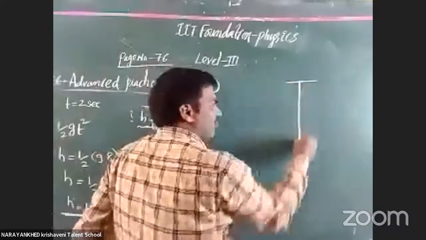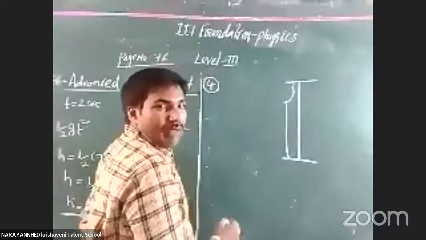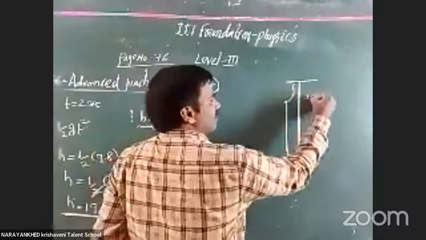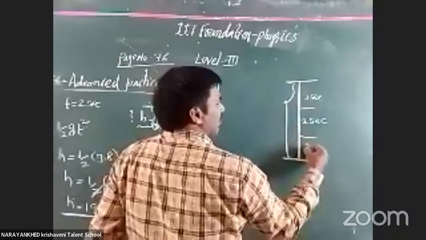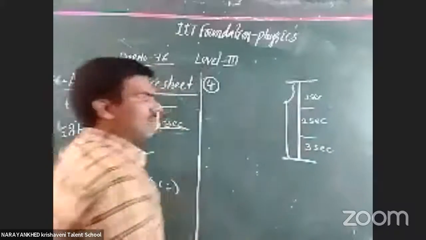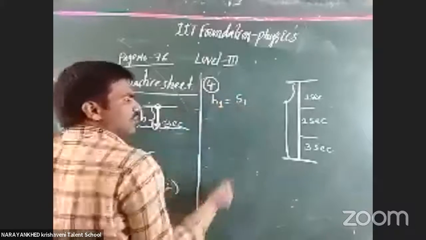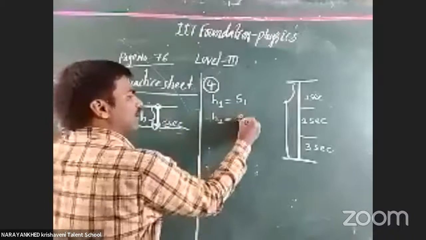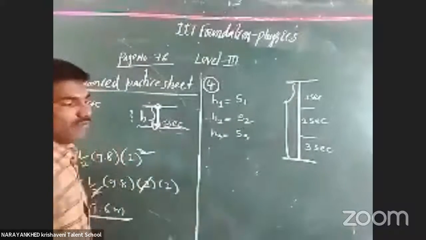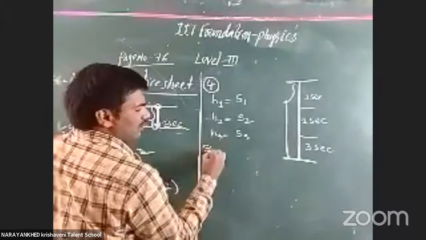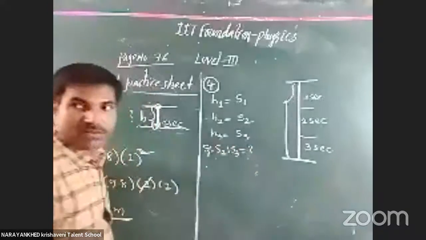Once the body starts from here, this may be the total height. Now after some time, after the first second, what distance does it travel? After the second second, what distance does it travel? After the third second, what distance does it travel? Suppose we take H1 as S1, H2 as S2, and H3 as S3. Clear or not, all the students? Now we are required to find S1 is to S2 is to S3. Clear or not?